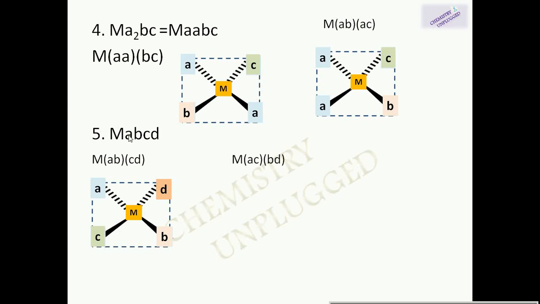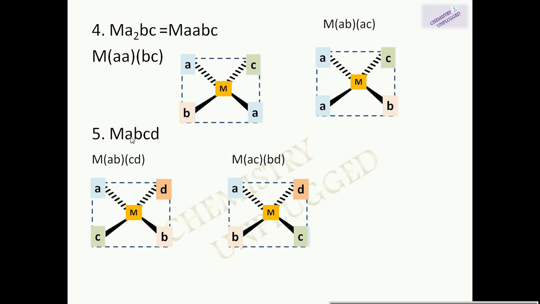Next possible, now we have AB in one combination. Next we will take this A with C. So AC, what is left? BD. So BD in another bracket, meaning A and C are trans to each other and B and D are trans to each other. This type of geometry is possible in this case.